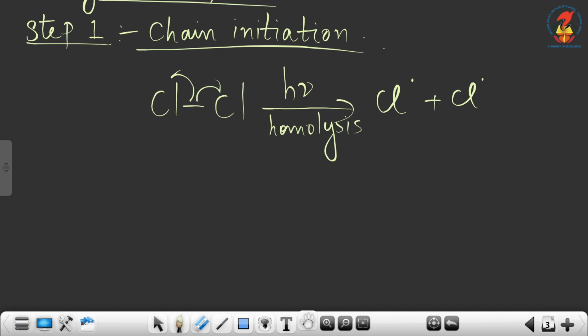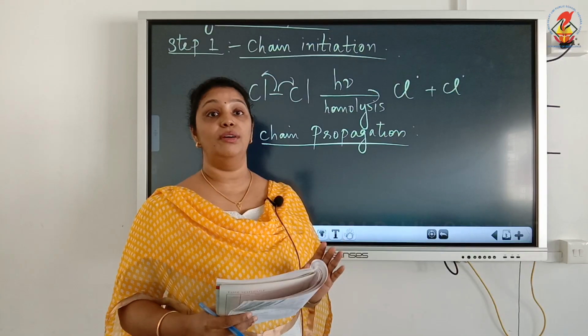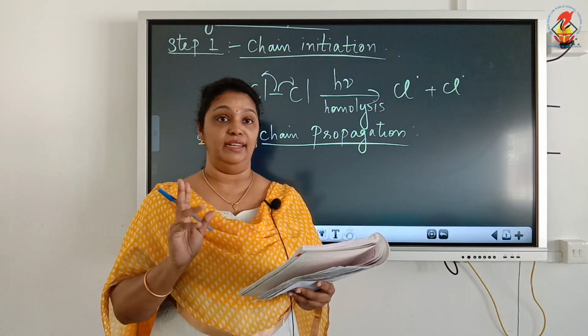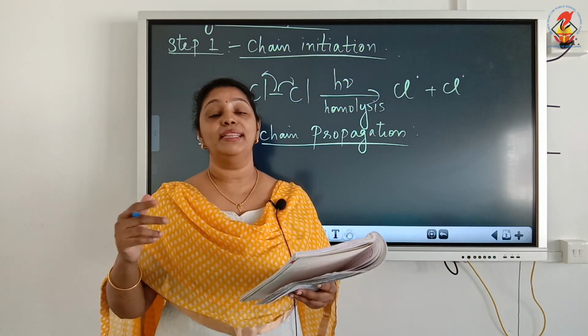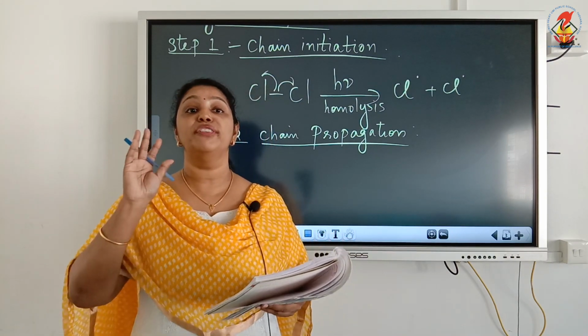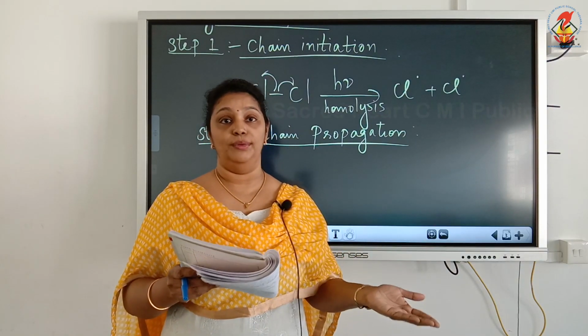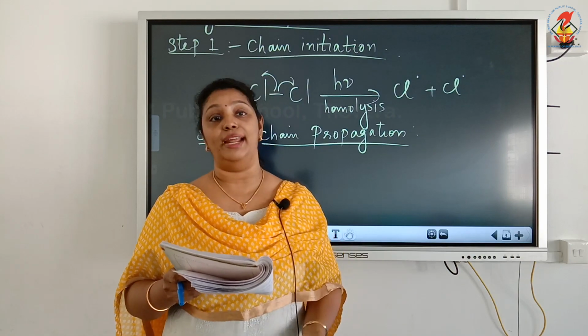Now step 2 is the chain propagation step. Now we have chlorine free radicals with us. What will this chlorine free radical do? It will break the CH bond of methane. One CH bond of methane will be attacked by the chlorine free radical and we get methyl free radical and HCl. So in the chain propagation step we have several reactions coming up. The first step in chain propagation is the attack of one chlorine free radical on a methane molecule. As a result, one CH bond will break. It undergoes homolytic cleavage and we get a methyl free radical and HCl.